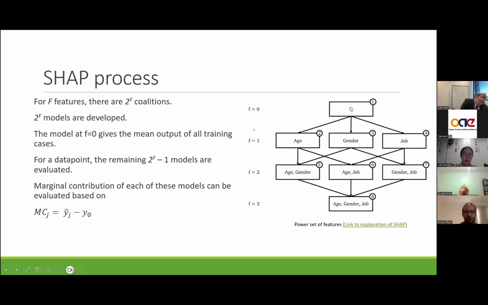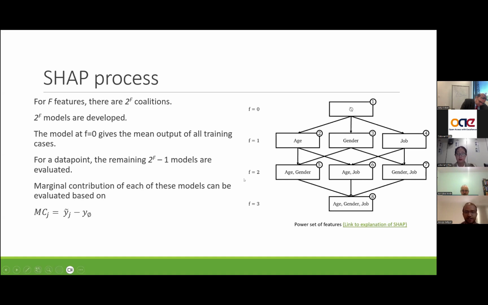And at F equals 1 level, we are considering each individual feature. So in this example, it's age, gender, and job, and they're considered separately. Each of these is a separate model. One considers just the age and makes an outcome prediction. Then another model just takes in gender as the input and makes a prediction. And the last one takes in job as the input and makes a prediction.